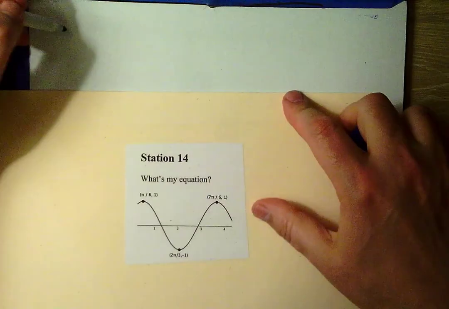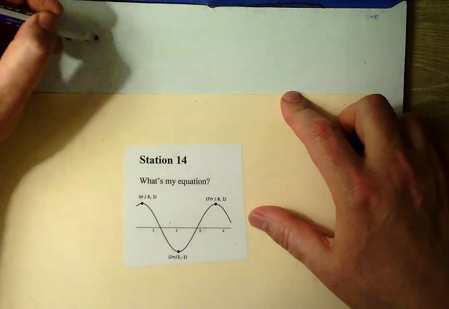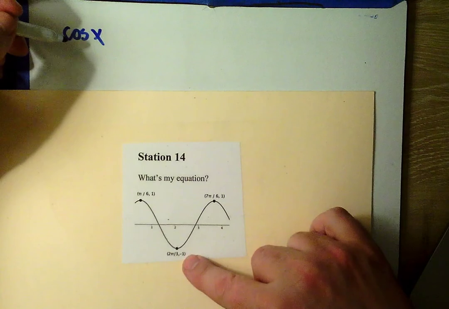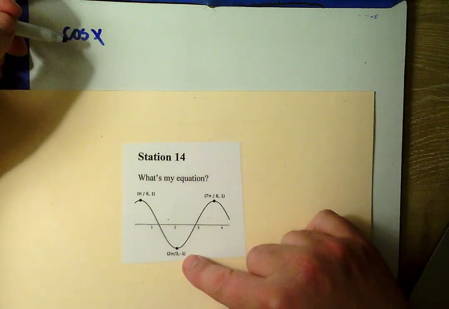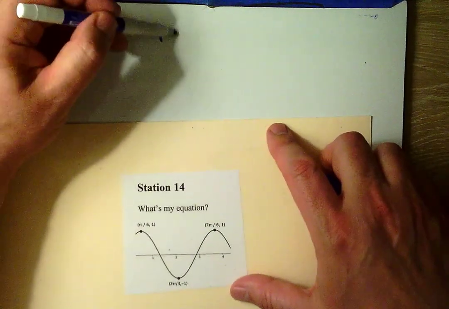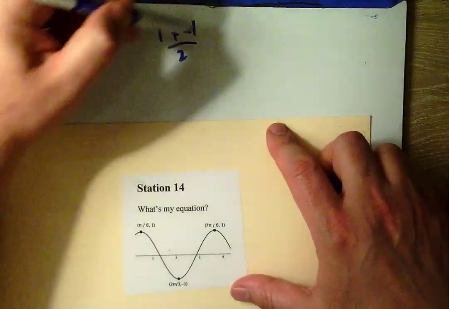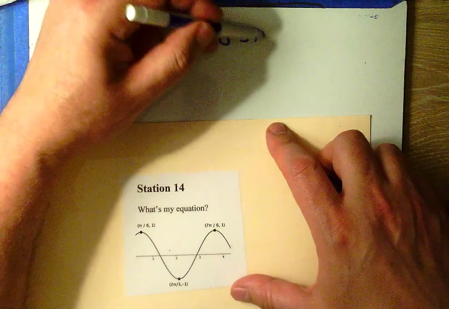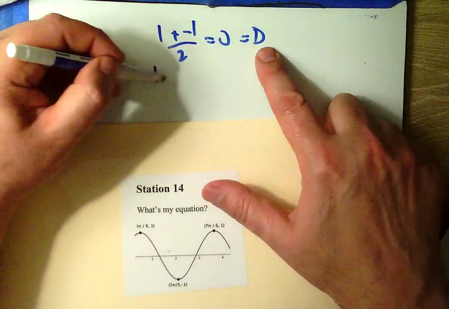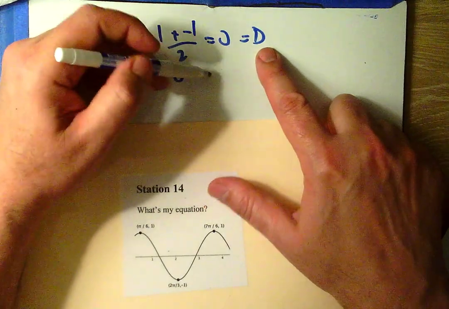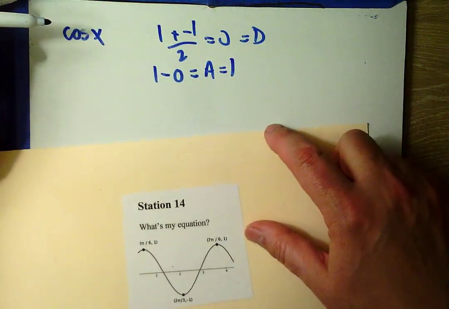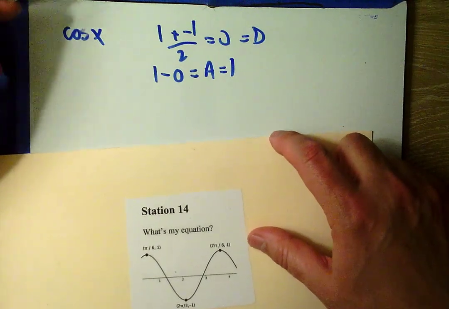So I see cosine. I see 1 and negative 1. So I think my amplitude is 1 and my d value is 0. But let's confirm that 1 plus negative 1 divided by 2 is 0. And remember, high y value minus our d value gives us our amplitude of 1. Okay, and we've got a c and a b to find.